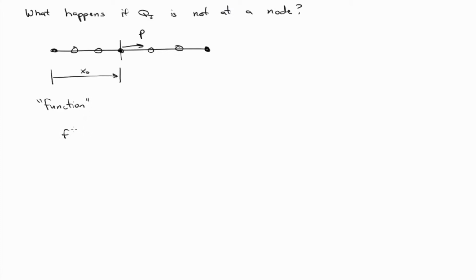Well, one thing we can do, we can describe any point source as a function. The function, we'll call it f of x, is P delta of x minus x0, where this is the Dirac delta function. So the Dirac delta function is the function defined like this.